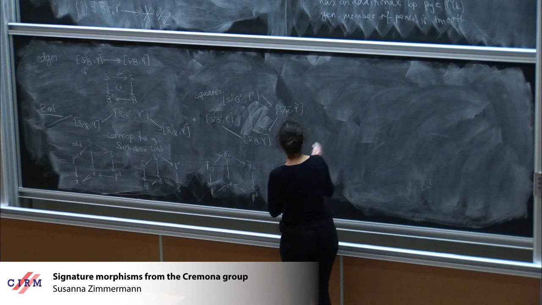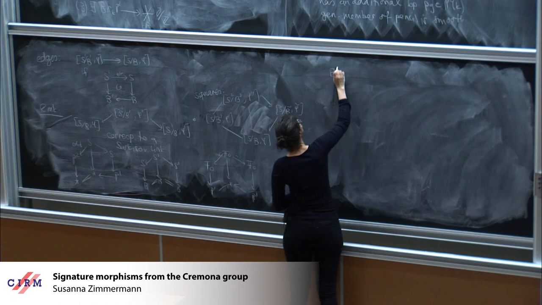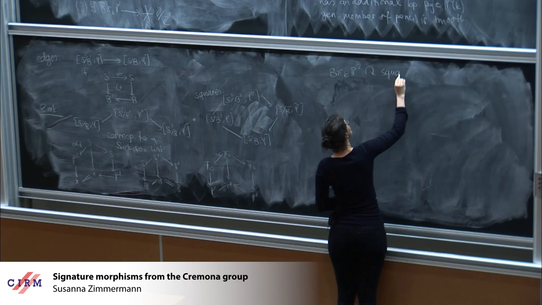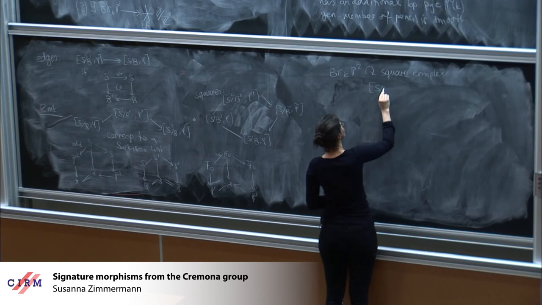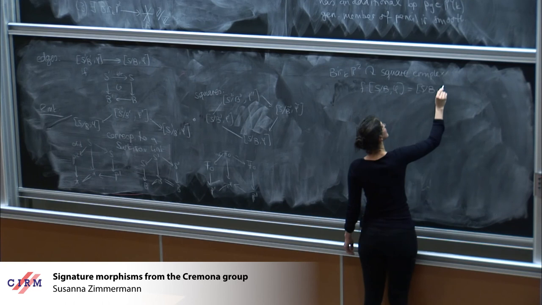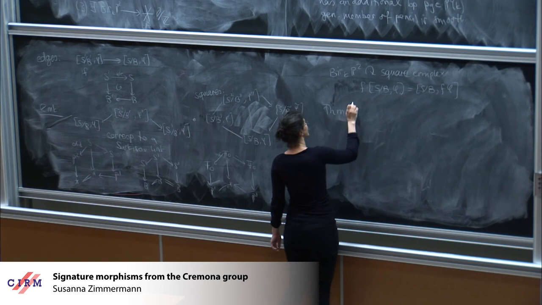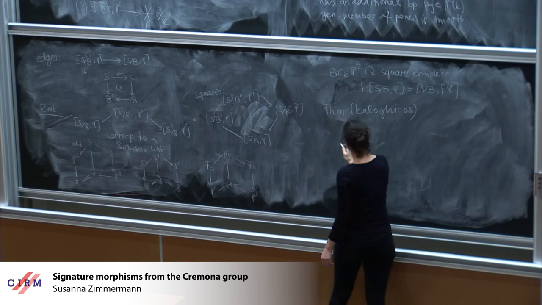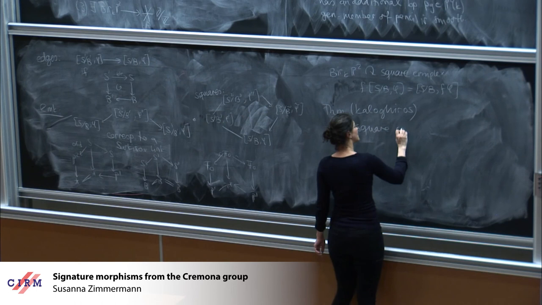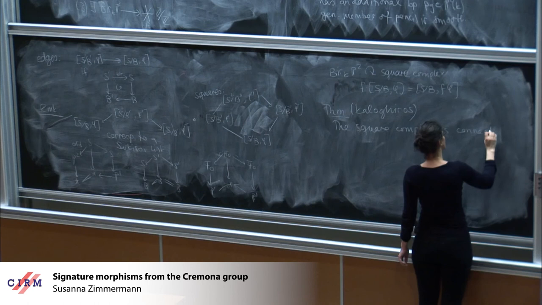So this is our square complex, and now there are two things. First, the Cremona group acts on the square complex by just composition. Then by the theorem of Lonjou and Urech, the square complex is connected and simply connected.